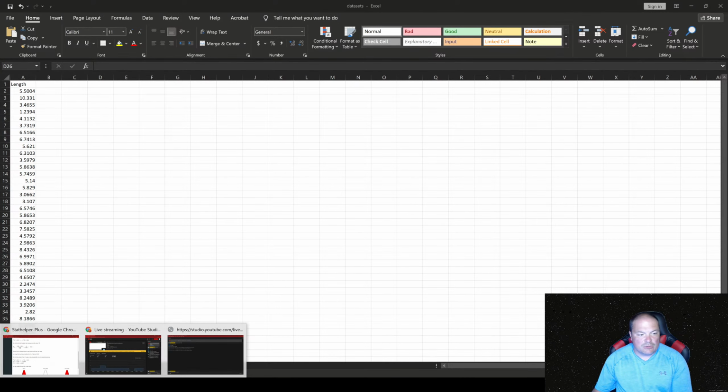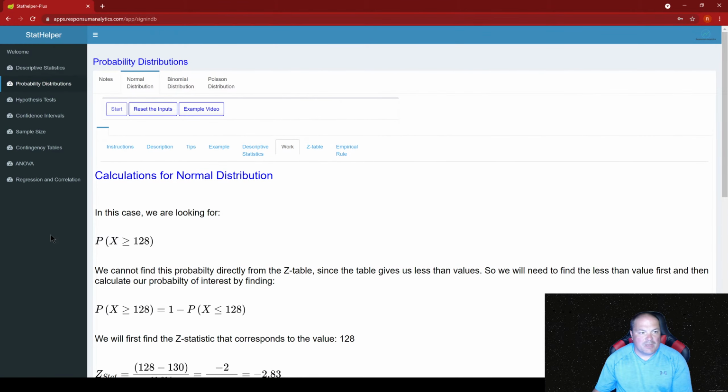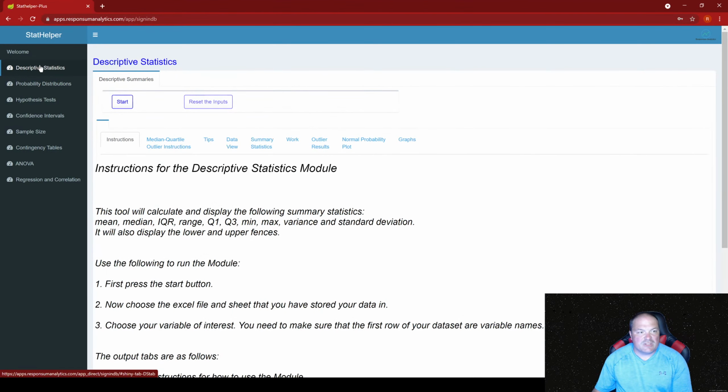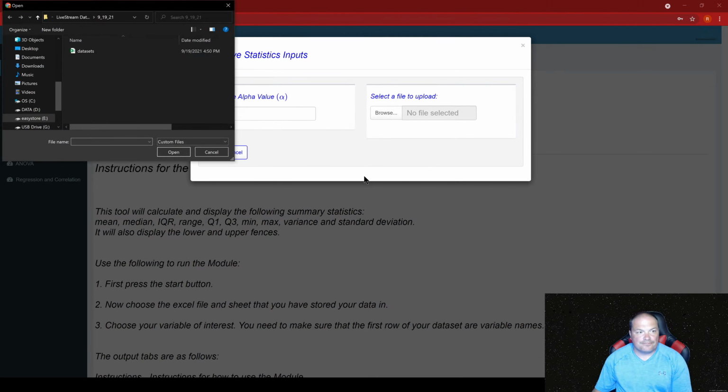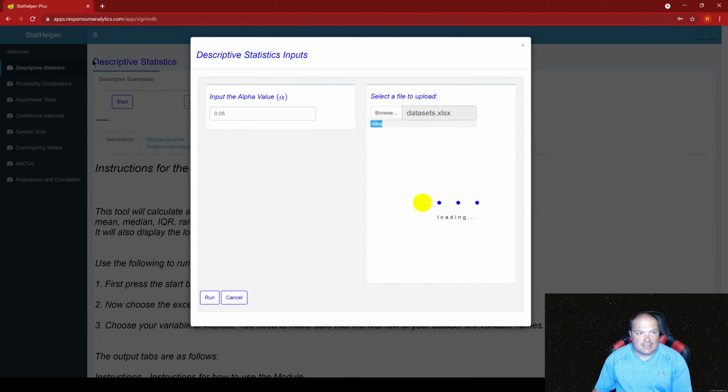I'm going to go back to Stat Helper. We're going to come up here. In order to get the normality test, you're going to do that from descriptive statistics. So what we're going to do here is click Start. We're going to open this box. We need to collect the file to upload. And we do that just like any other file upload. I've got it under data sets.